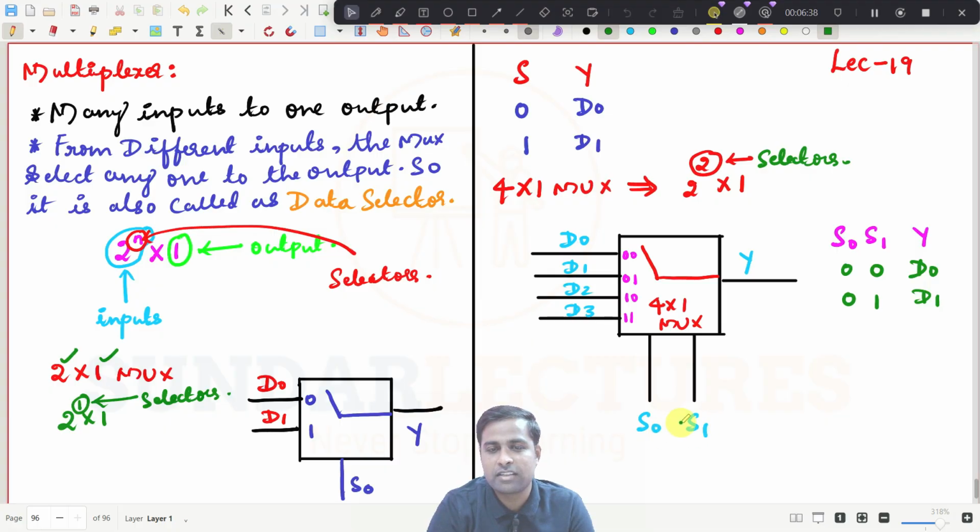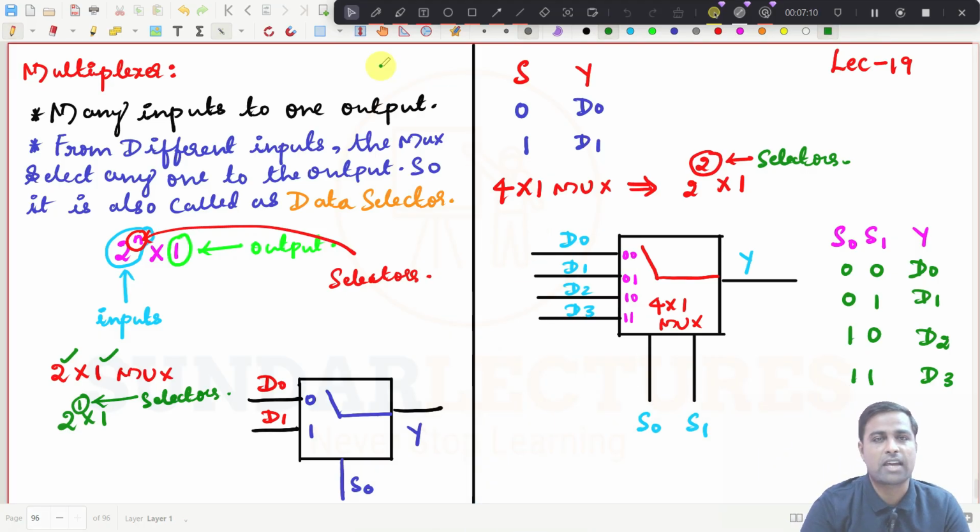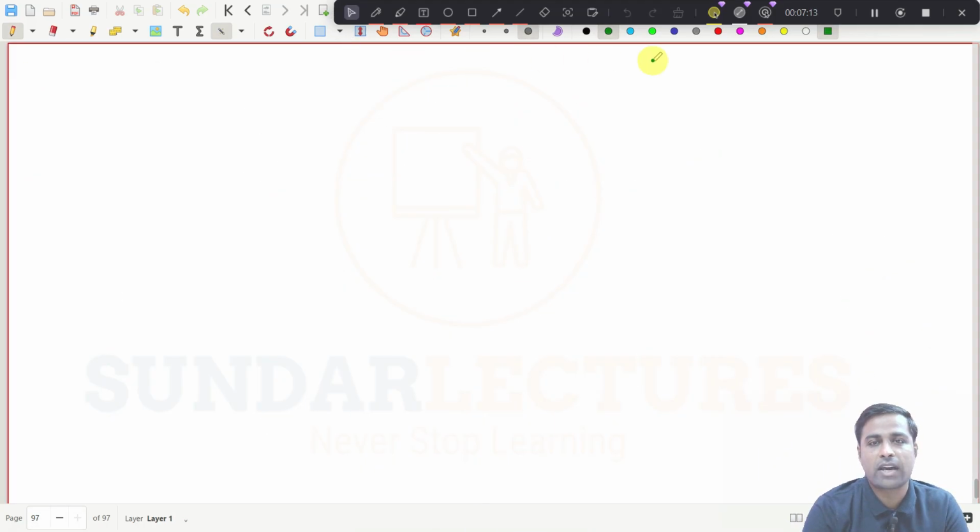Try to understand. Whichever input is going to connect to the output depends on the selector switches, whatever you are giving as input to the selector switches. And if I give 1 0, then it will be connected to D2, and if it is 1 1, then it will be connected to D3. You can give either 0 or 1 for these inputs, depending on whatever you are giving there. Okay. Now this is the 4 cross 1 mux.